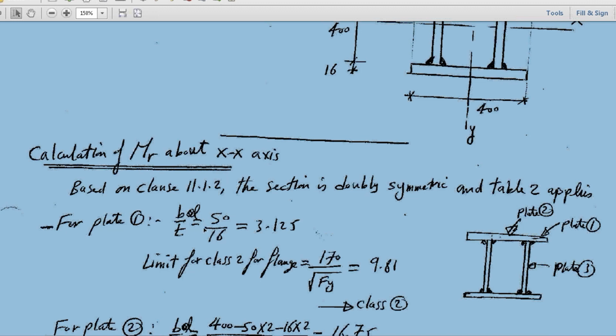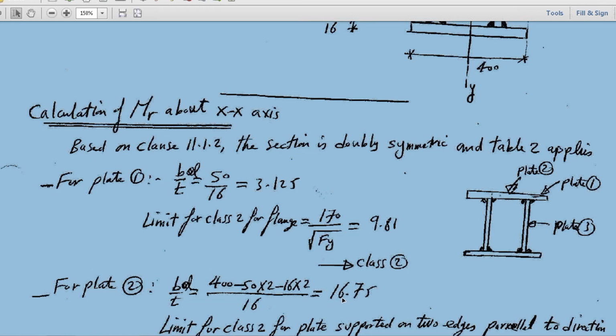So I calculated b sub el over t as 50 over 16. I check it with the limit for class 2 for a flange supported from one side, 170 over root of Fy. I found that b sub el over t is less than the limit, so my section is class 2 for plate number 1. But what about plate number 2? Plate number 2 has b sub el over t equal to 16.